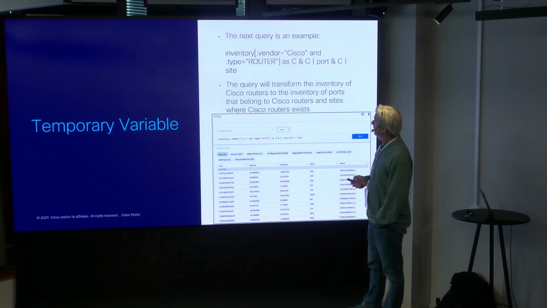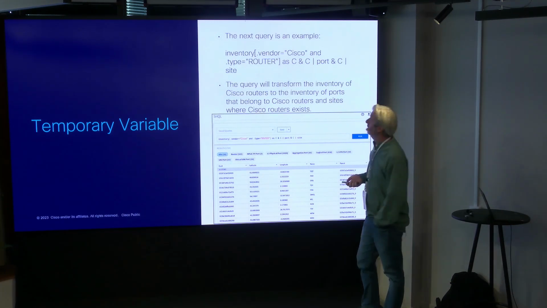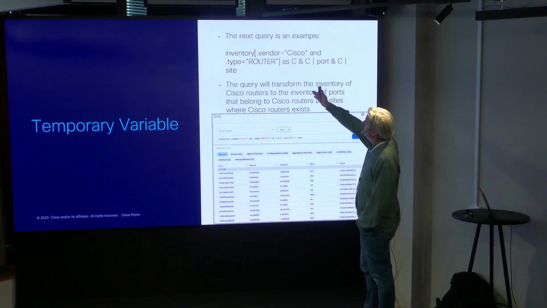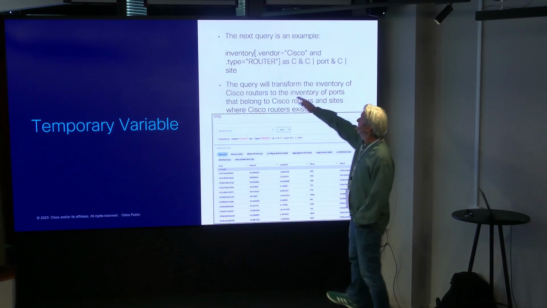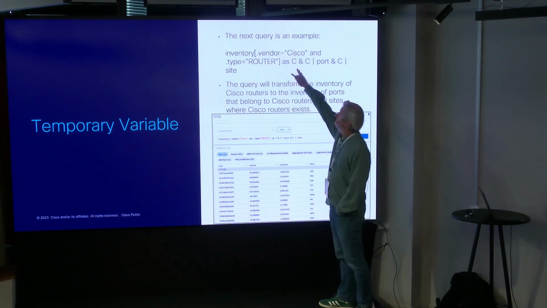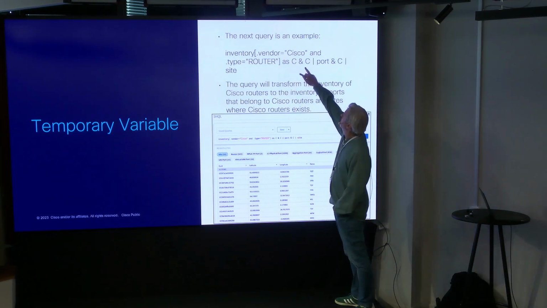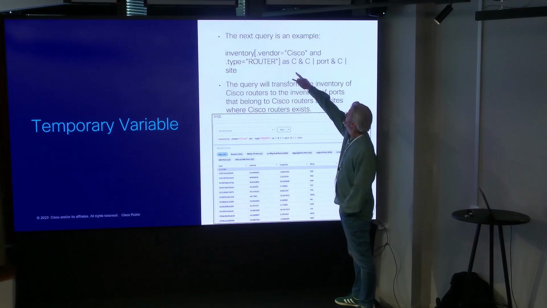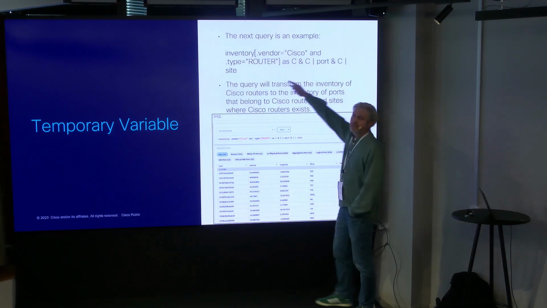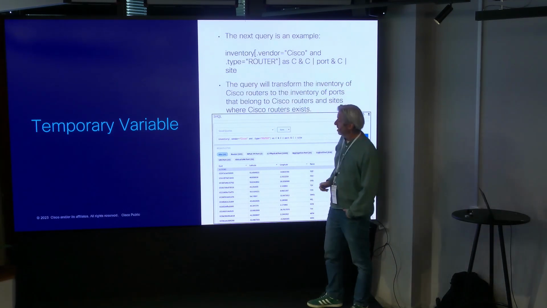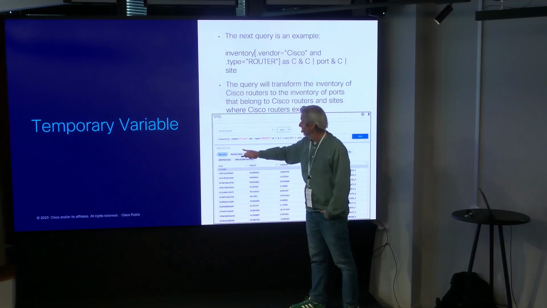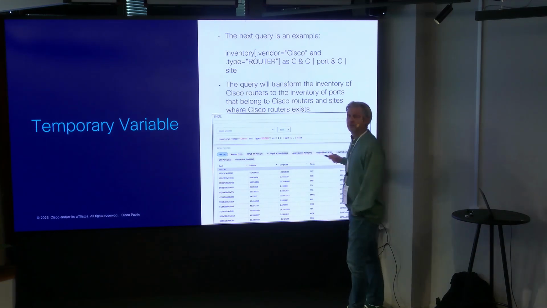And the last example in this case will be a temporary variable. You can see I am asking, okay, bring me all Cisco routers. Let's call them C. But what I really want to see is also all ports of C and all the sites of C. And in this case, we'll have sites, the routers, and all the ports.